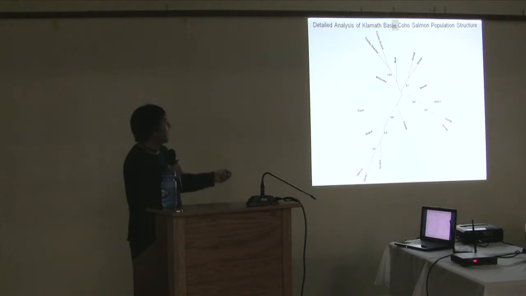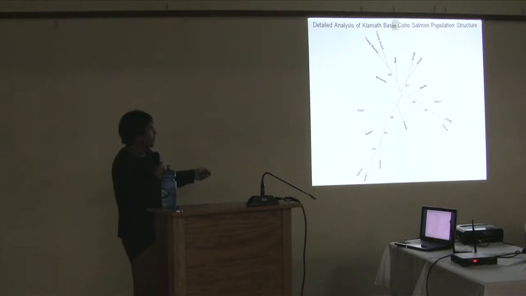In any case, what I've done here, in the interest of again focusing on what's going on in the Klamath River, is remove the outgroups so that we can focus more on just the Klamath Basin populations and look to see what's going on. And in fact, again, we just see this incredibly strong set of relationships between individuals from the same brood cycles.